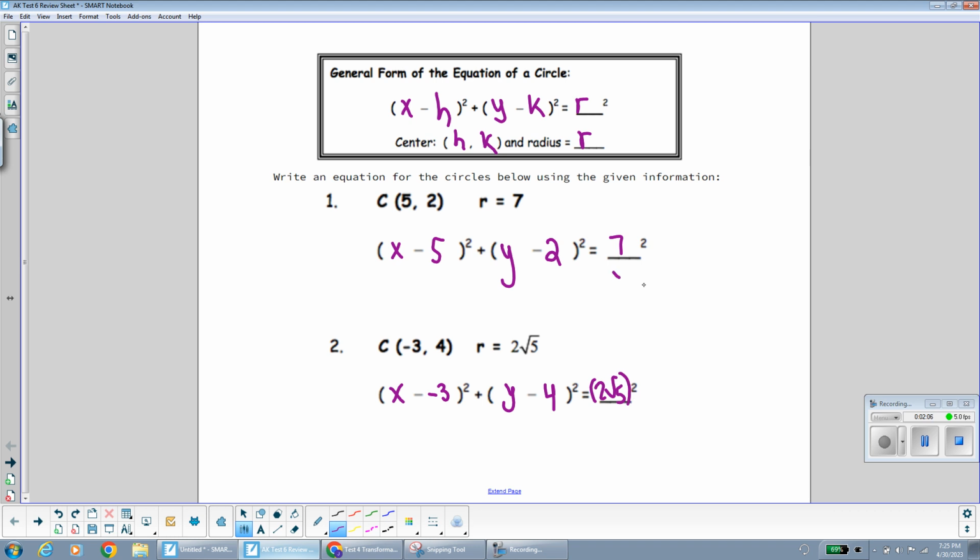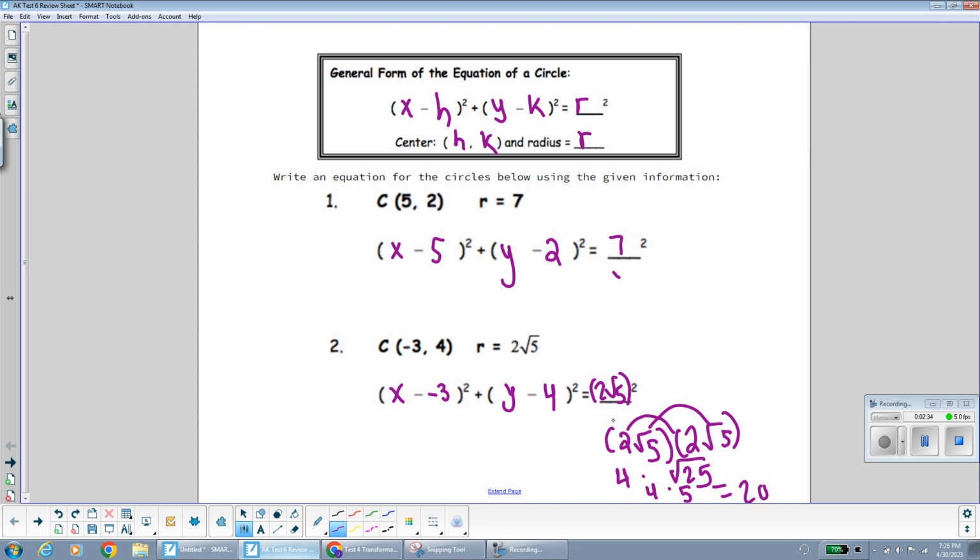So over here, we could have also written 49. That's what 10 squared is. Over here, we could write what 2 radical 5 squared is instead. Let's see what that is. 2 radical 5 squared is 2 radical 5 times 2 radical 5. That is 4 times radical 25, which is 4 times 5, which is equal to 20.